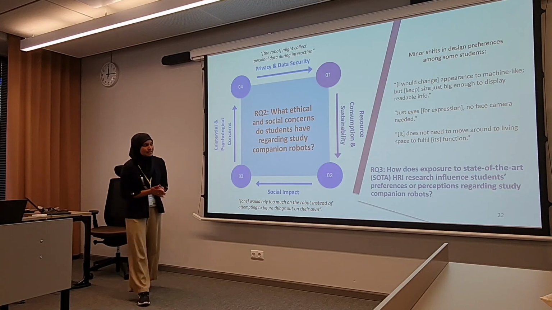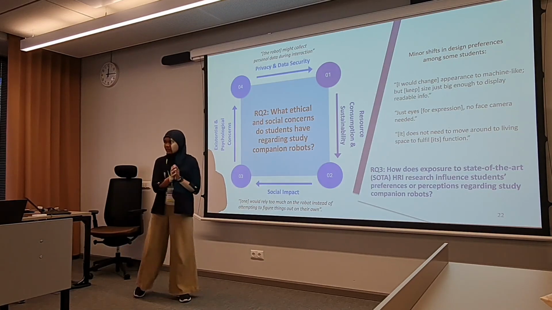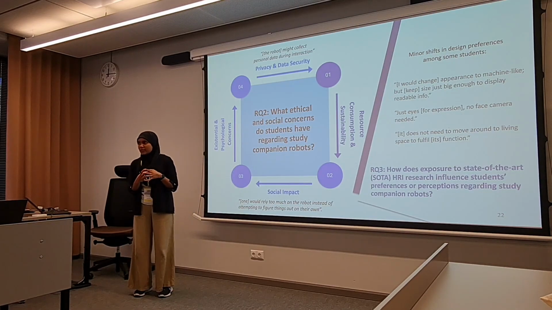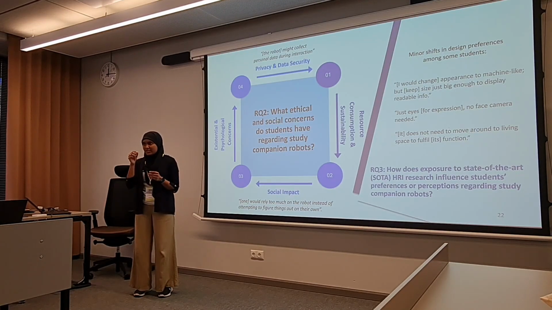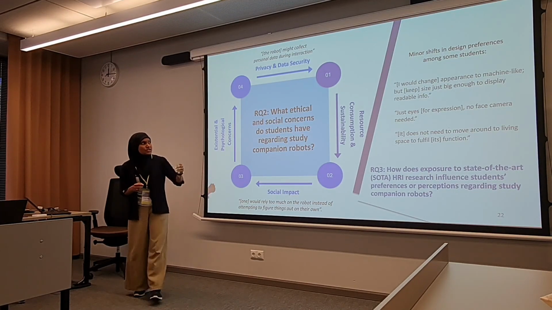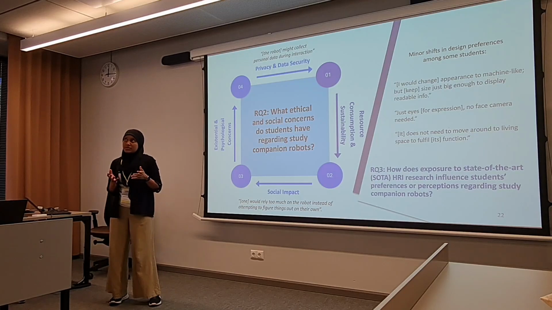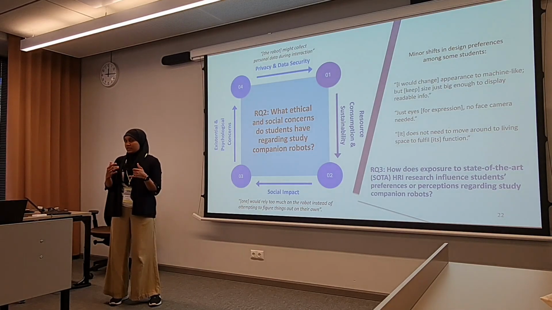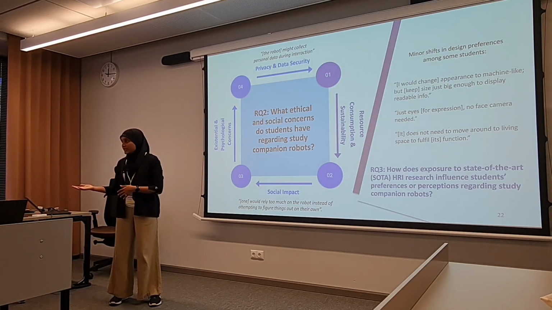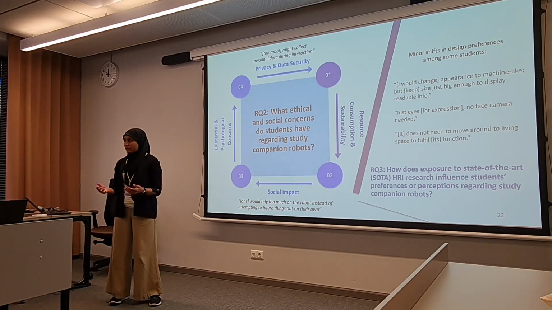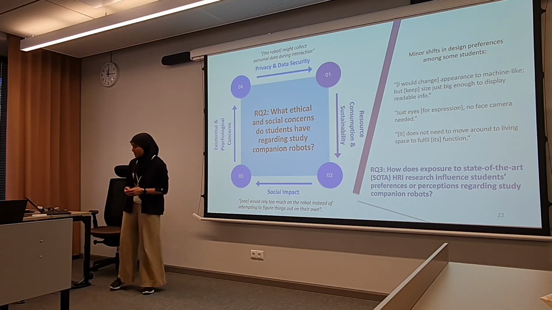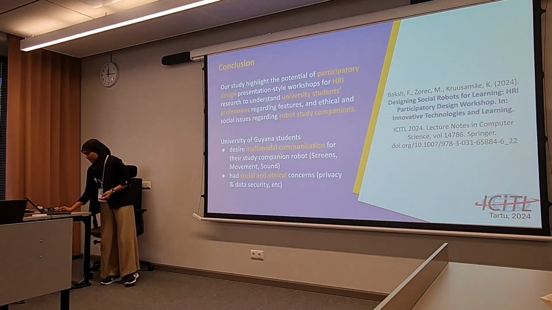And then finally, we found that even though we did expose students to the state of the art, many of them kept their original design, but they did try to change some small things. For example, some students didn't know a robot doesn't have to be humanoid, it can be machine-like, or that the robot doesn't need to always move around to fulfill its purpose as a study robot. So these were small changes that students mentioned.